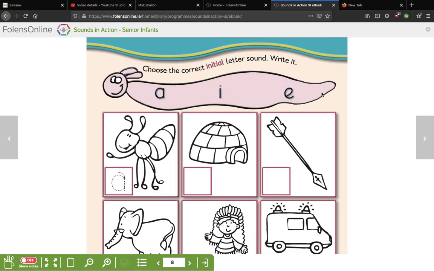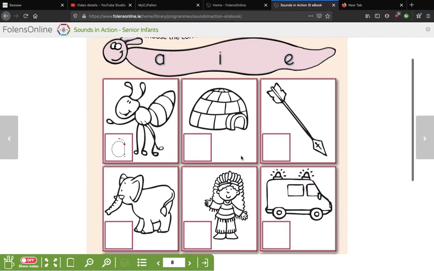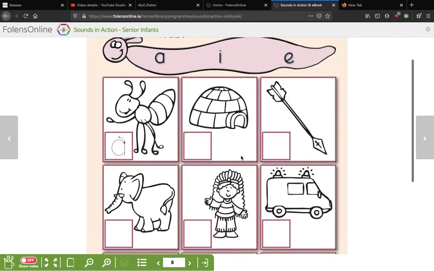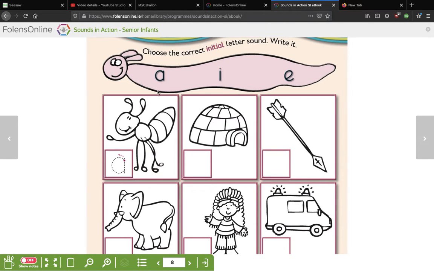Okay, so for today we're looking at starting sounds. Up here it says initial sounds, which is just another way of saying starting sounds. So we're going to look at the words here, and we're going to try and figure out what they start with. First of all, let's go through the words, because some of you might not know from just looking at the picture what they are, but they all start with either a, I, or e.